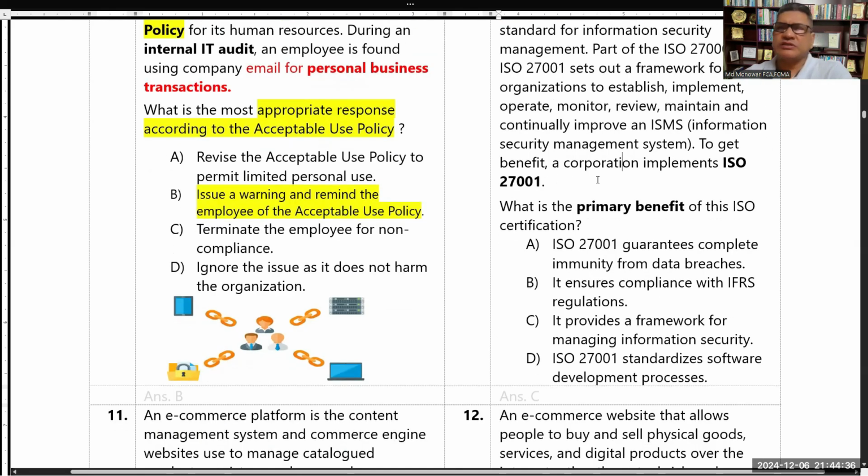So based on this information, what is the primary benefit of the ISO certification? Its primary benefit is that it provides a framework for managing information security. The answer is C. It provides a framework for managing information security.